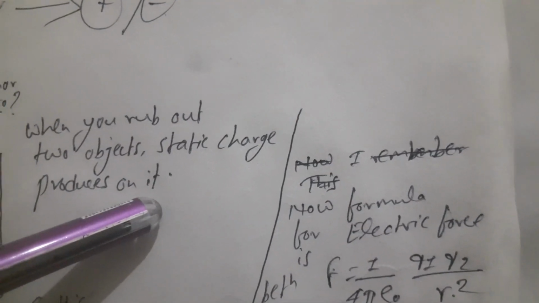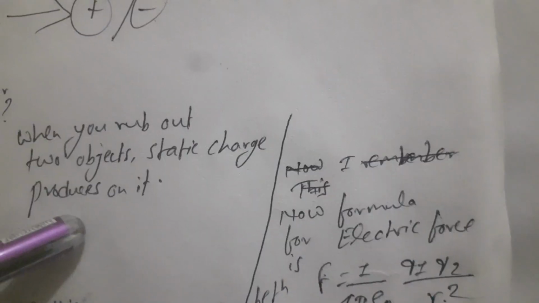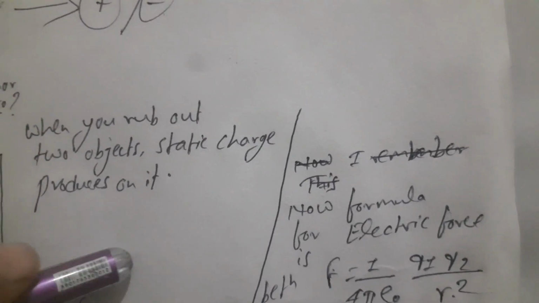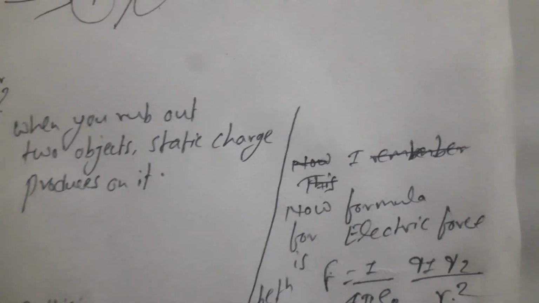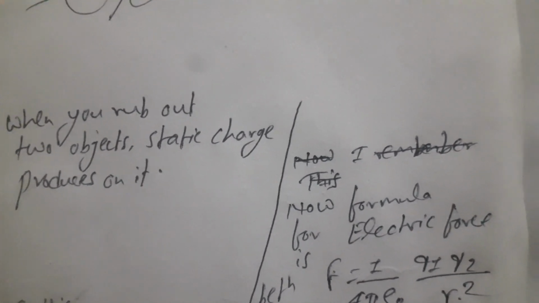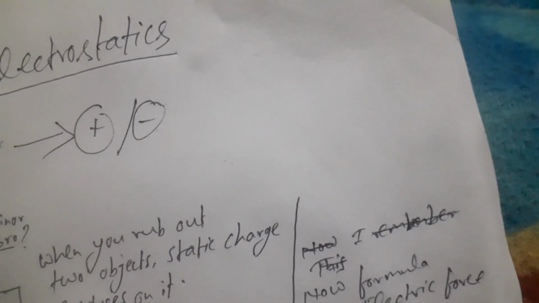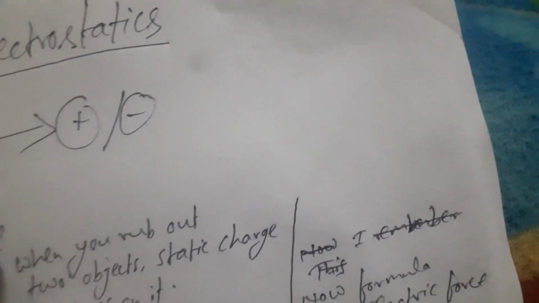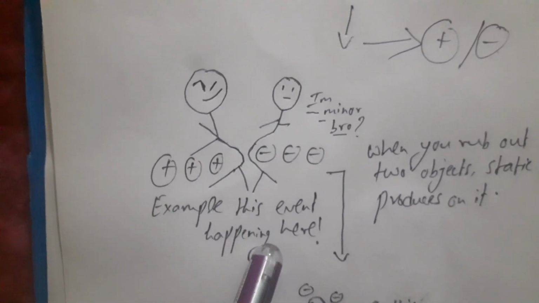When you rub two objects, static charge is produced on them. For example, when you rub this pen in your hair and bring it close to pieces of paper, it attracts them because of the static charge produced on it. That's electrostatics. This channel is full of examples. This event is happening here.